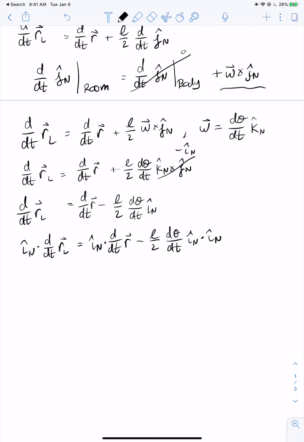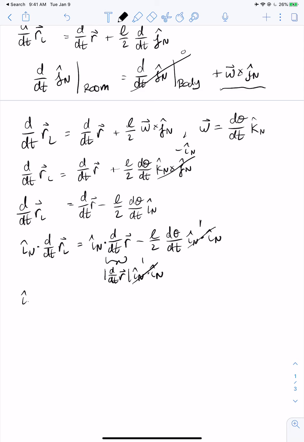Okay, and what you see here is that we've ended up with i hat dot i hat n, so that's going to be 1. And here we have i hat of n dot d by dt of R. If you remember, d by dt of R is just the tangent vector, which we know is always going to point in the i hat direction. So we could replace this with the magnitude of d by dt of R times i hat n, dot i hat n, which is going to be 1 again.